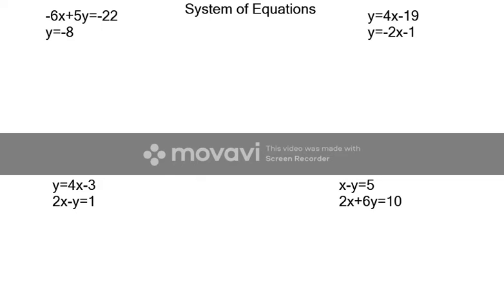Let's do that. So now that we have y equals negative 8, negative 6x. Let me move this up here so you guys can see. So we have negative 6x plus 5 times negative 8 is equal to negative 22. From here, negative 6x minus 40 is equal to negative 22. From here, add 40 to both sides, negative 6x is equal to 18. So you're going to have x is equal to negative 3, right?